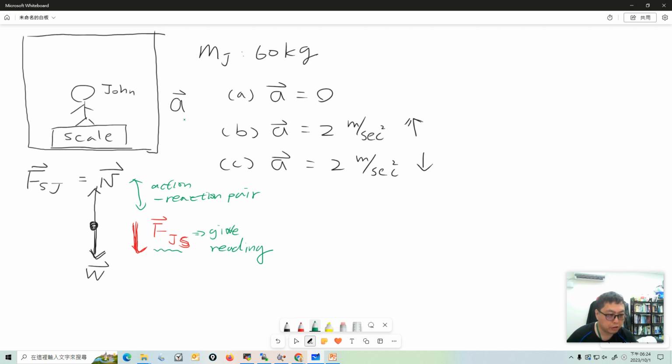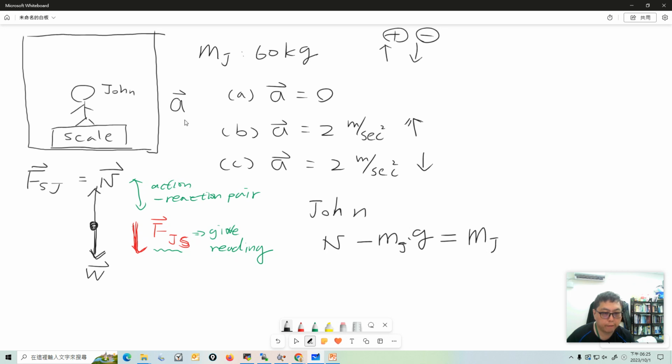So let's apply Newton's law. Newton's law says F equals ma. What's the force acting on John? Like I said, we now do the analysis on John only. If upward is positive and down is negative, then we have the normal force N minus the weight, m_J times g, equal to the mass m_J times its acceleration.